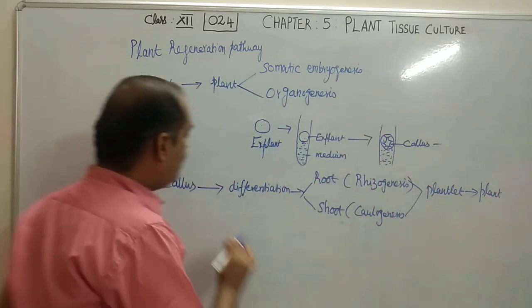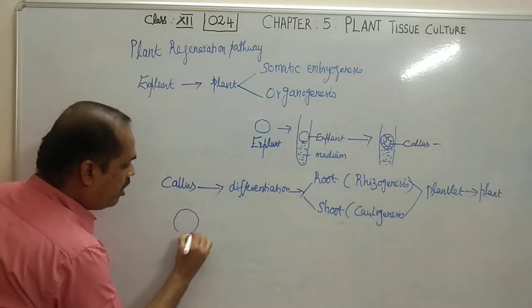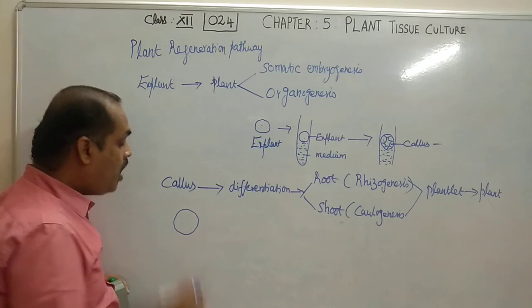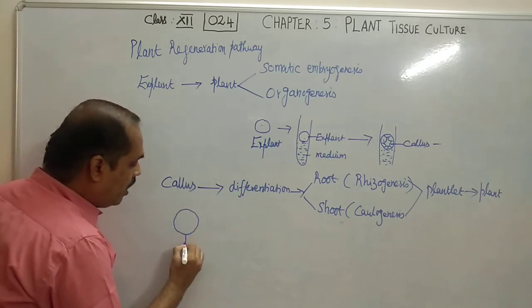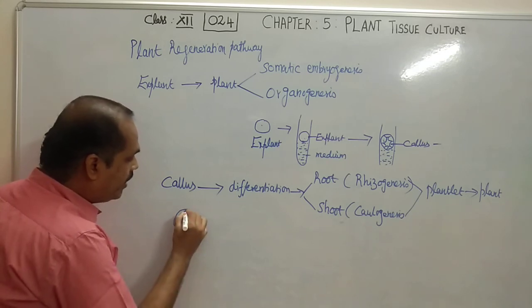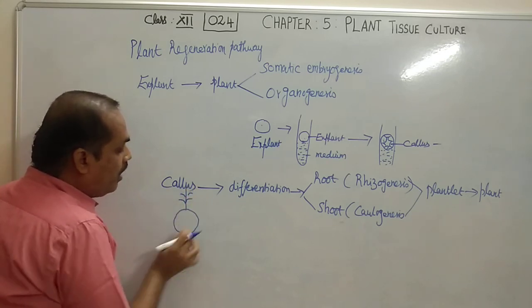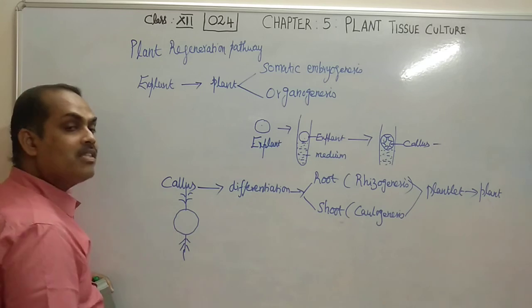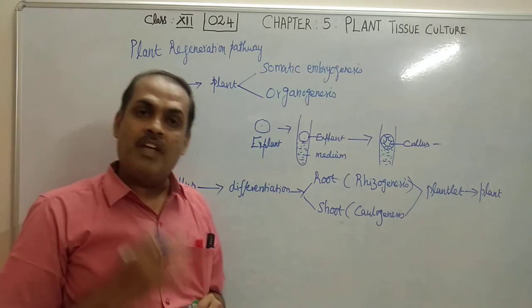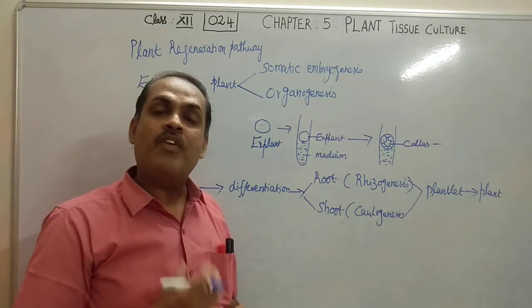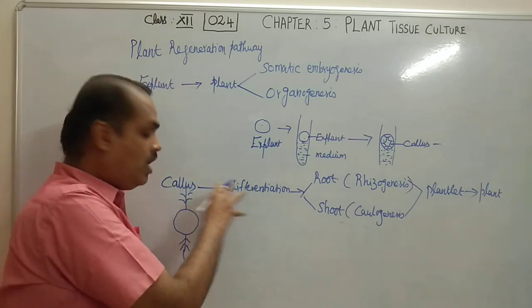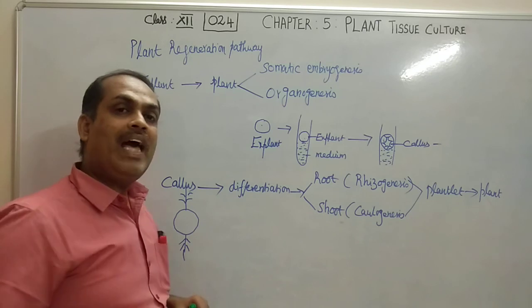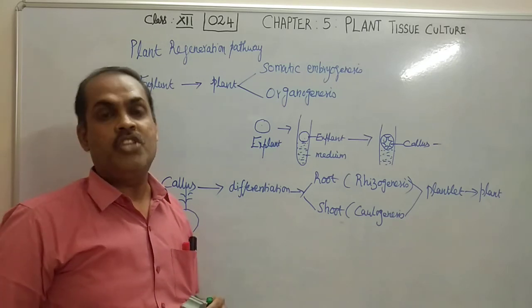Now callus is an unorganized mass of undifferentiated tissue. Afterwards, once the callus undergoes differentiation, a root will be developed and a shoot will be developed. So formation of organs like root and shoot from the callus is called organogenesis.